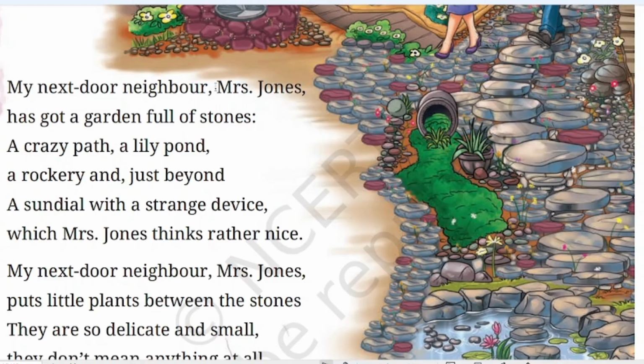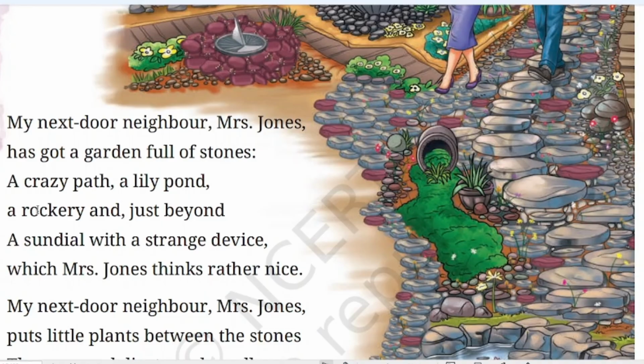The poet is talking about Mrs. Jones. And where is Mrs. Jones living? Next door neighbor. That means living near the house. So she is having a garden full of stones. So the speaker here introduced Mrs. Jones. And Mrs. Jones, who is she? She is the next door neighbor. That means she is the neighbor of this poet.